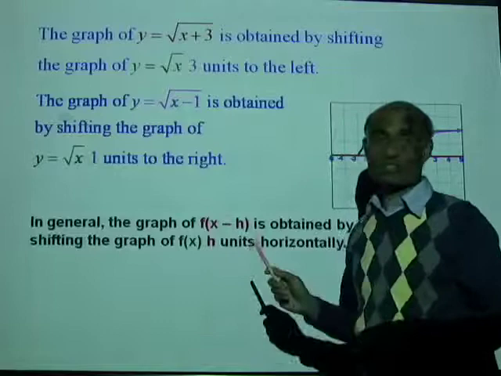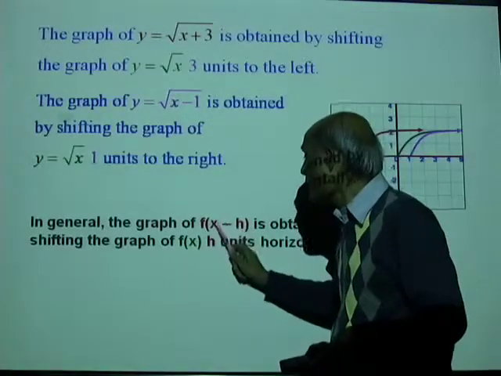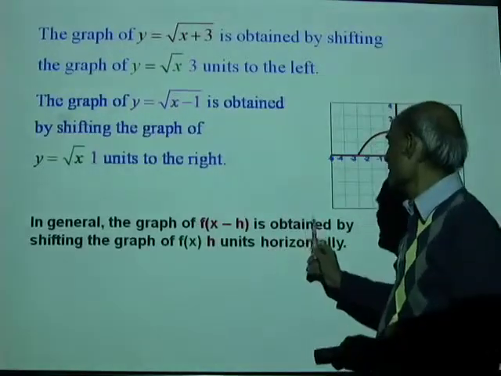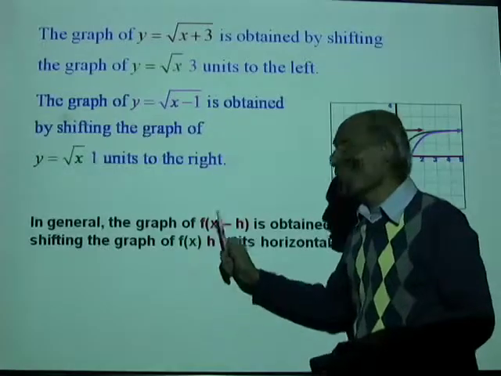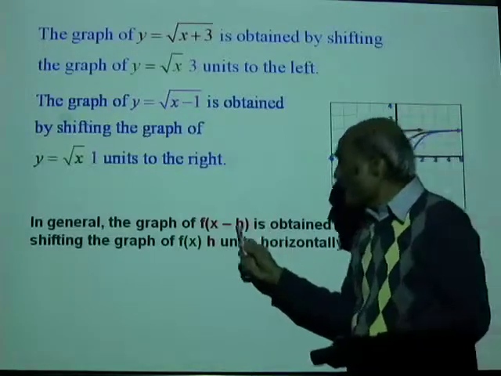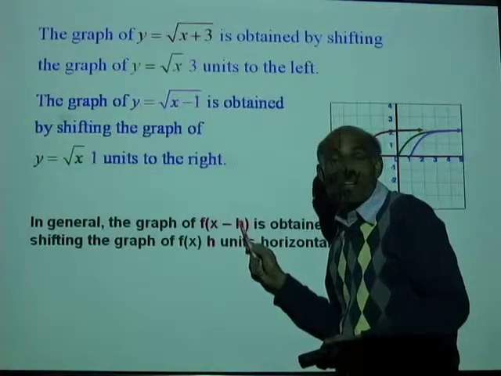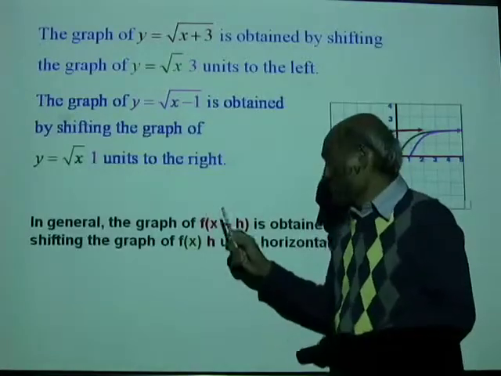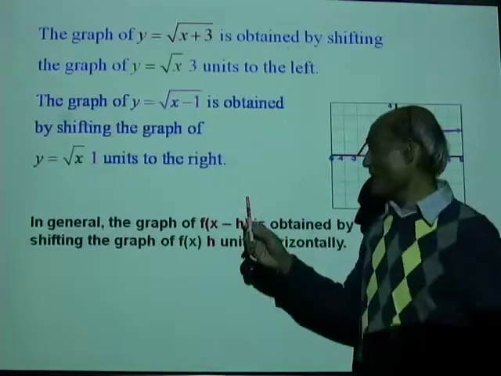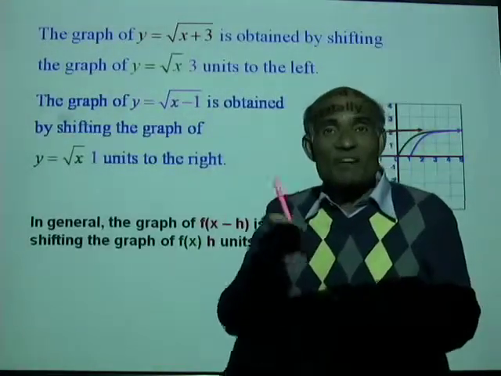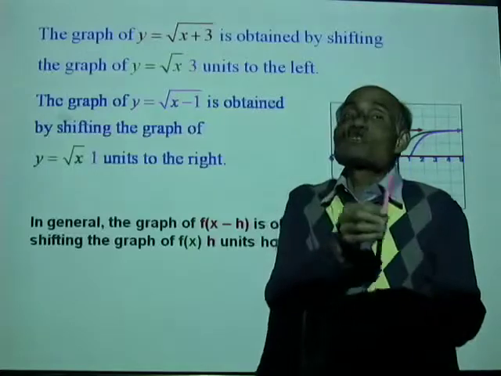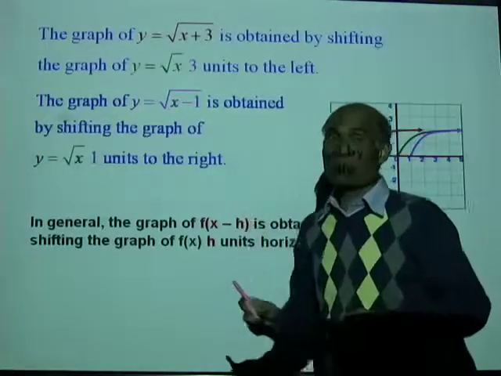In general, look at this. A graph of f of (x minus h), this is the general form, is obtained by shifting the graph of f of x h units horizontally. And now, if this sign is negative, then h is positive. If this sign is positive, then h is negative. Now, for a positive h value, the shift is to the right. For a negative h value, the shift is to the left. I hope you don't confuse that.